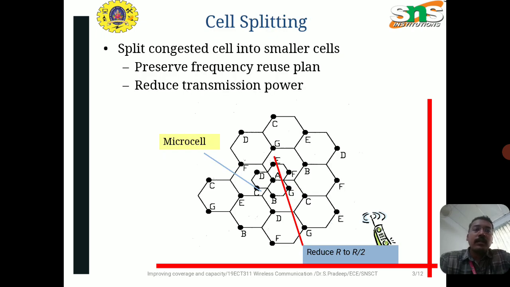Cell splitting. This figure shows the cell splitting. A cell is subdivided into microcells, which is shown in this figure. Split congested cell into smaller cells. It preserves the frequency reuse plan and reduces transmission power.